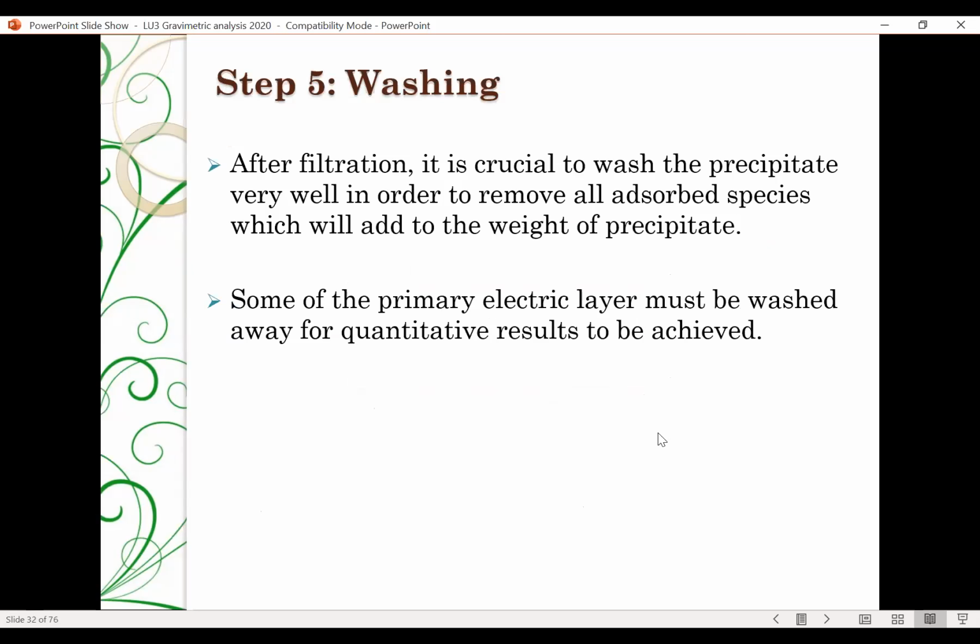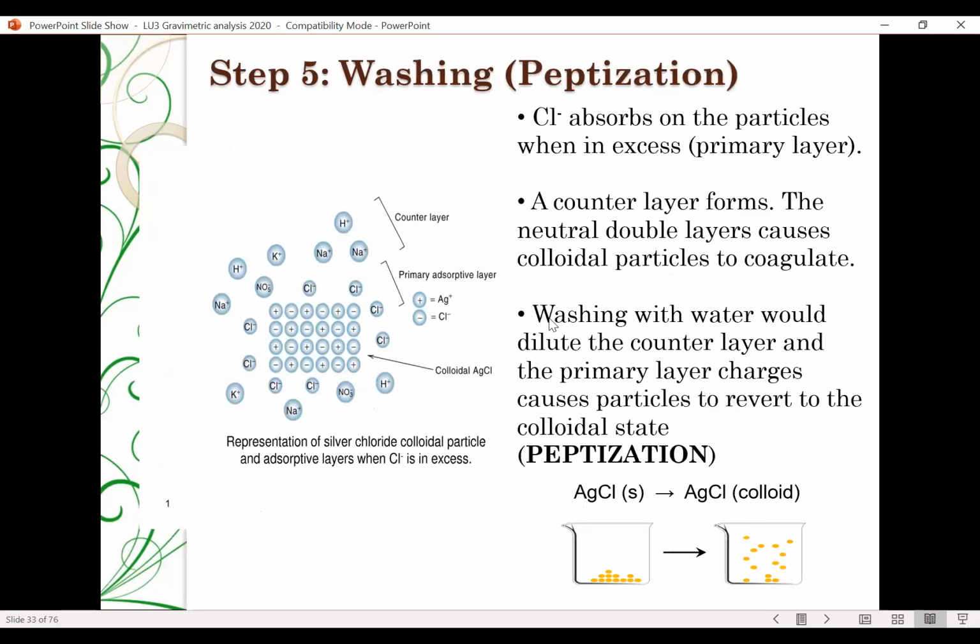Okay. Now we go to step 5, which is washing. After filtration, it's crucial to wash the precipitate very well in order to remove all adsorbed species, which will add to the weight of the precipitate. Okay, after you filter, you do washing. Some of the primary electrode layer must be washed away for quantitative results to be obtained.